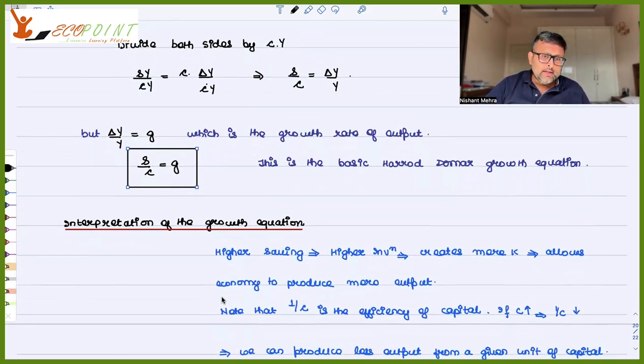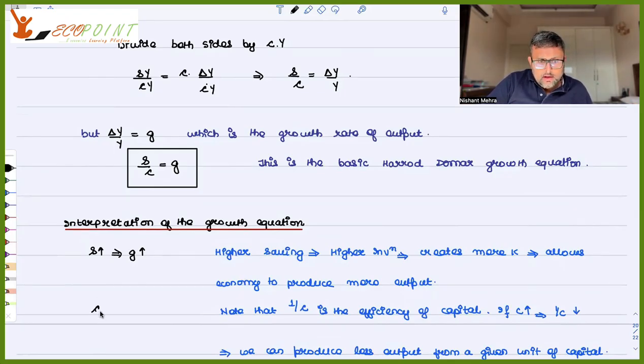This is telling you that the growth rate is positively related with the savings rate and negatively related with the capital output ratio. In case s is going to increase, it means the growth rate is going to increase. Higher savings means higher growth. Now, why do you say so? Because higher savings will be translated into higher investment. Higher investment means more capital stock will be added to the economy. More capital stock means you can produce more output. More output means more growth.